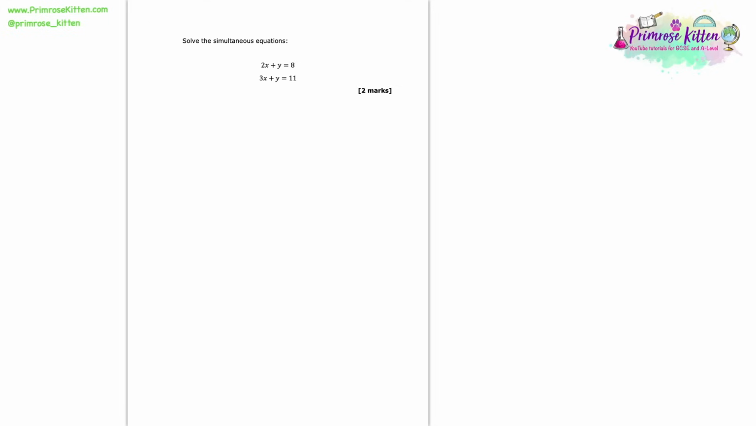Now to do that, we need to have either the x's or the y's to be the same as each other. And I can see we have that here. Both equations just have y. Y and y, they're the same. So because both of these are positive y's, I like to tell myself that if I have the same sign, then I need to subtract. Same sign, subtract. So I'm going to subtract these equations from each other.